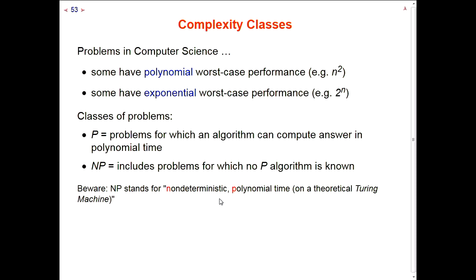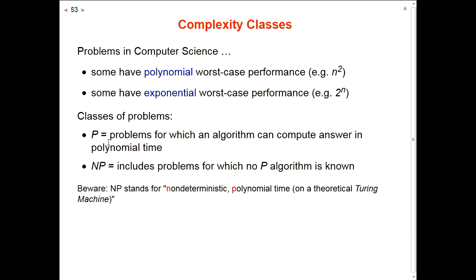Some problems in computer science, and these are among the hardest problems that we have to deal with, have exponential worst case performance. For example, they are in O(2 to the power of n), and no one has found an algorithm yet which can improve the performance.